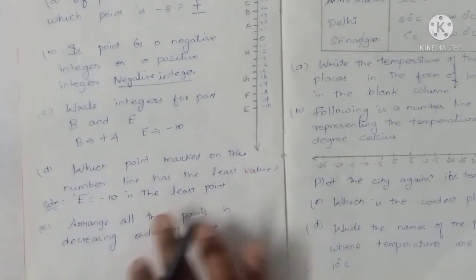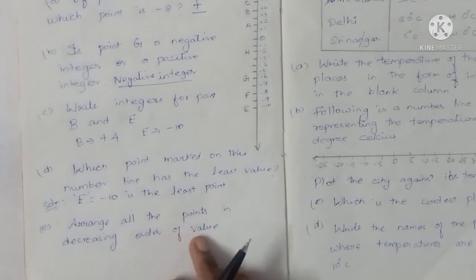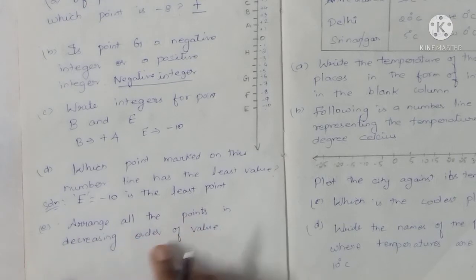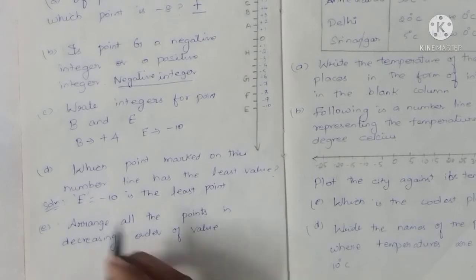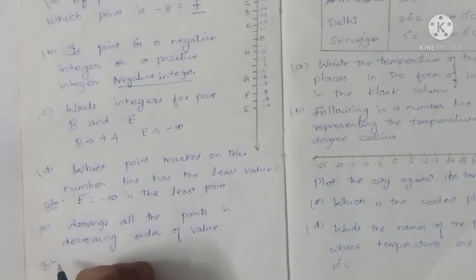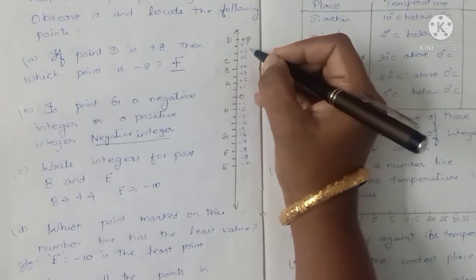Next, subdivision E, arrange all points in decreasing order of value. So decreasing order means from big to small. So we have to arrange all the points in decreasing order. So what will be the decreasing order? Which is the highest one? D. After that C.